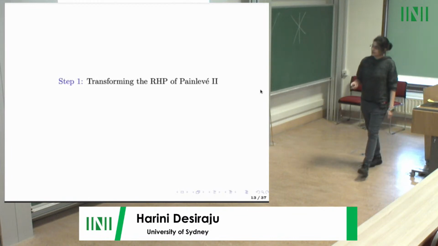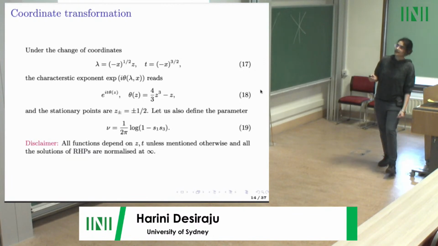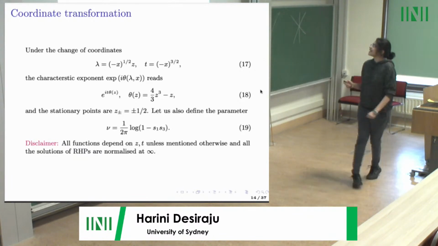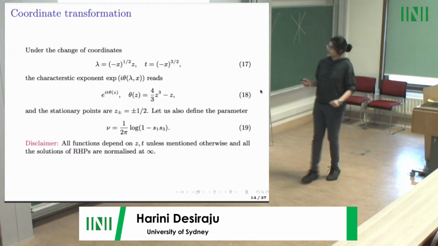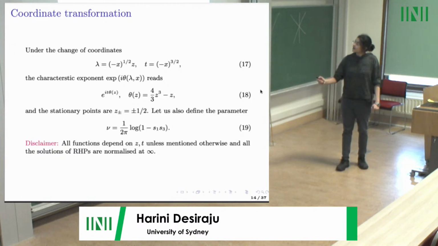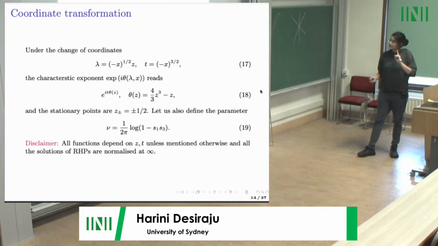Step number 1, which is transforming this Riemann-Hilbert problem. I make a change of coordinates. I hope I got it right. Yes, I did. You make a change of coordinates, which are slightly non-trivial at first sight, but these coordinates will change this Riemann-Hilbert problem so that you can read off the asymptotics at minus infinity because of this transformation, because you're going to minus x.